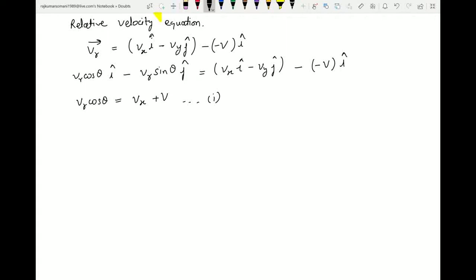On the other hand, by comparing the j component, I can say Vr sin theta is equal to Vy. Consider it our second equation.